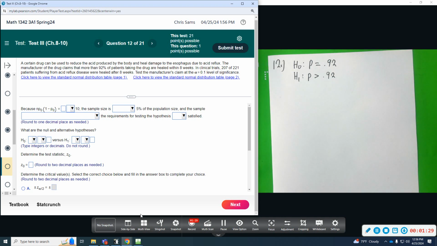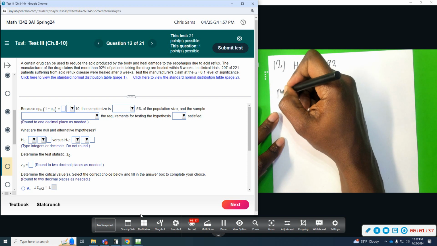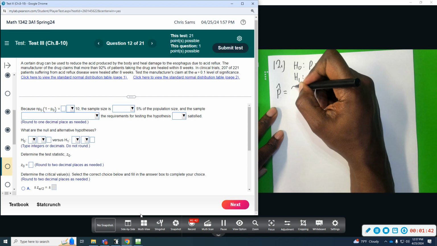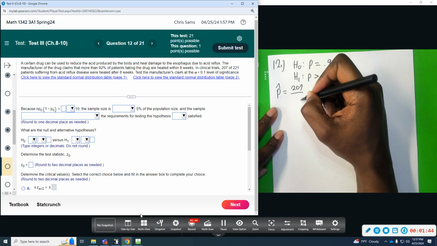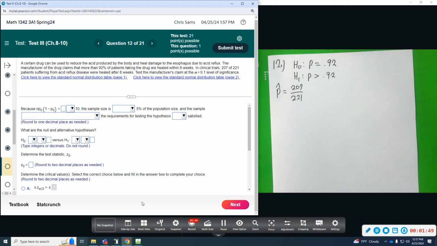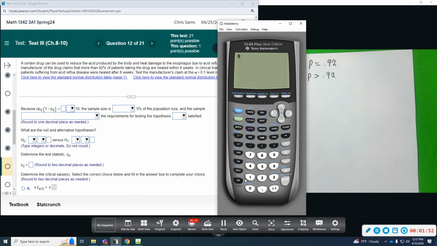And then from there, we have p hat, which we can compute. From the sample, we got 207 out of 221. So let's find out what that is. This is 0.93, roughly 0.94. Let's just go 3 decimal places, 0.937 for right now.